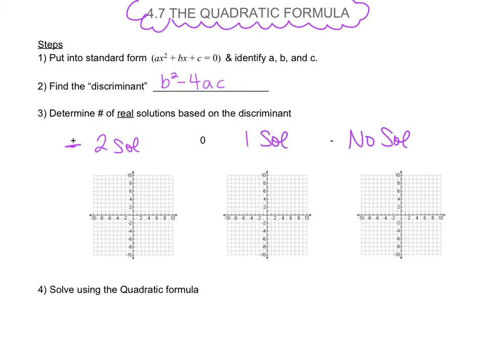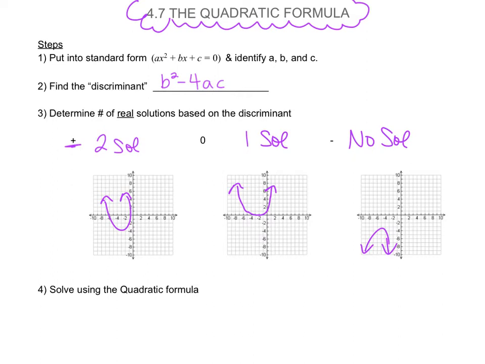I will explain why this is the way it is in just a second, but let's first talk about if it has 2 solutions. It may look something like that. What does it look like when it has 1 solution? Well, it just touches the x-axis, and when it has no solutions, it never touches the x-axis.